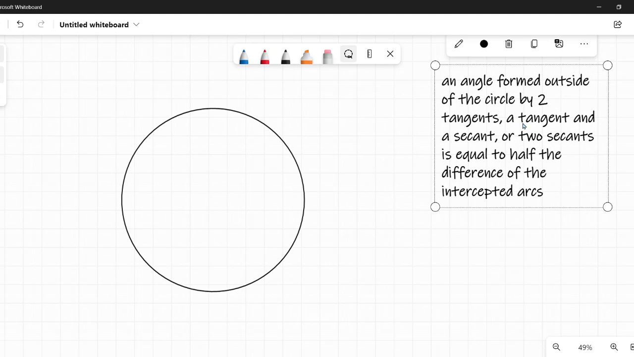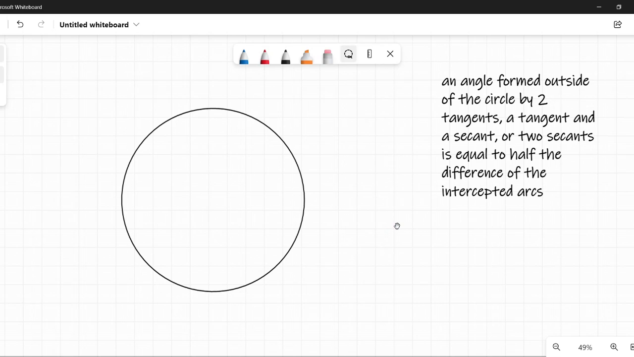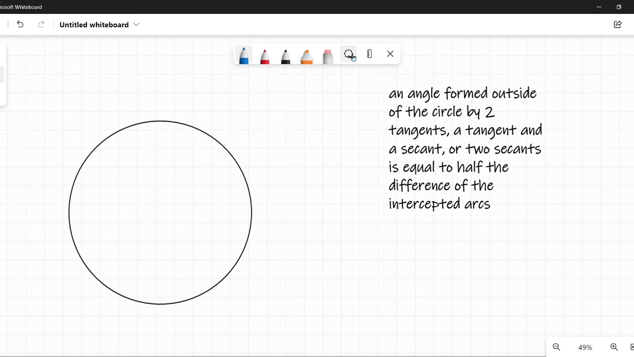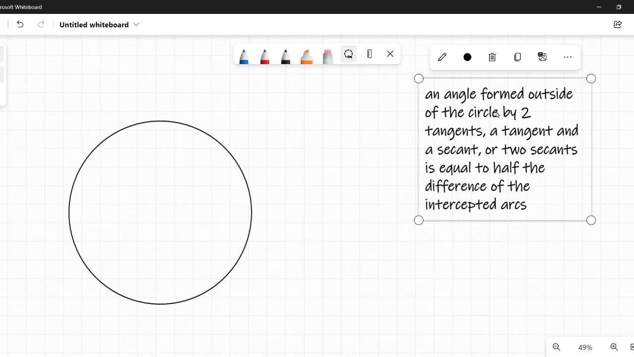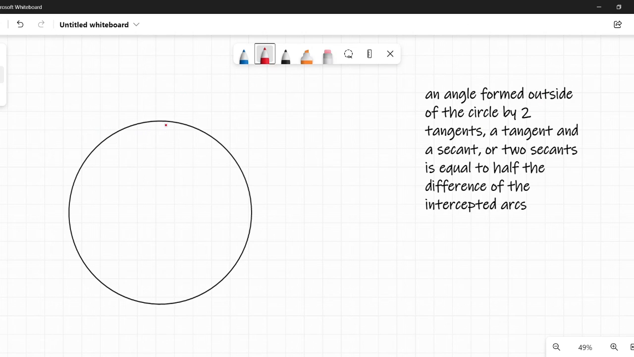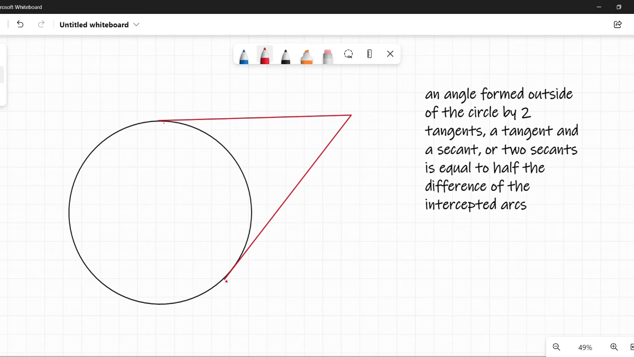Let's put this into practice. Let's actually look at some examples and write this in formula form so we can really see what's going on. So first I'm going to start with two tangents. Let's say I have a tangent there, and then I'm going to have a tangent there. So I have two tangents. And it tells us this angle that's formed here is equal to half the difference of the intercepted arcs.